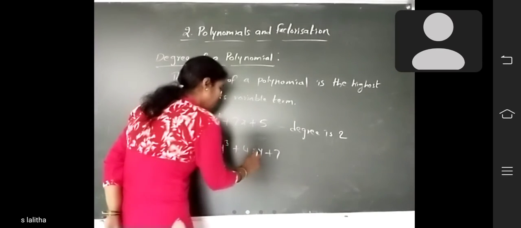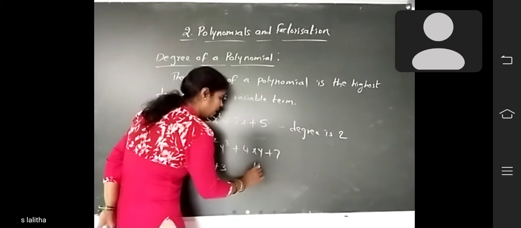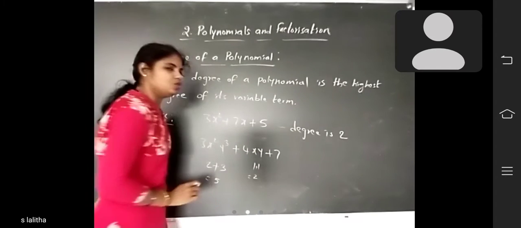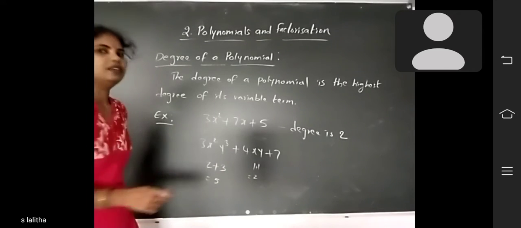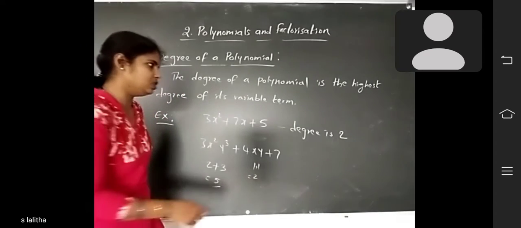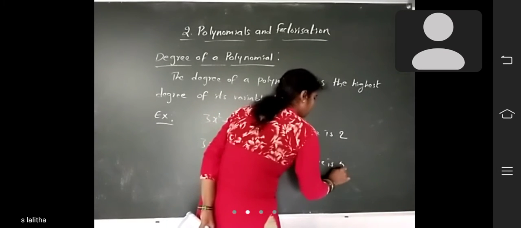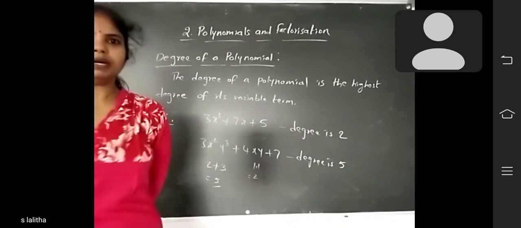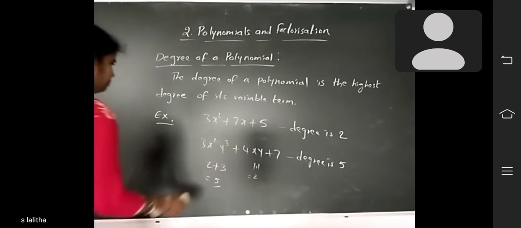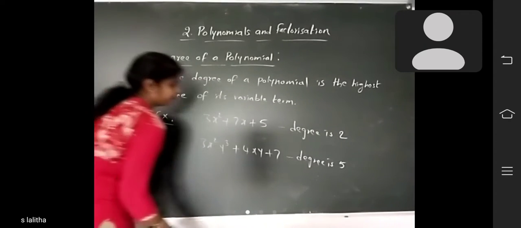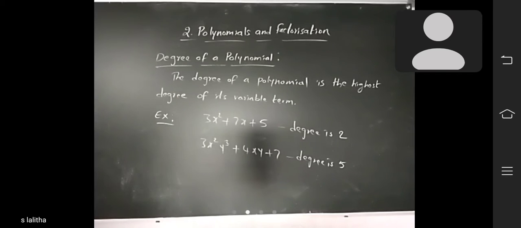And this one, 1 plus 1, how much? 2. So which one is the highest degree? Yes, 5 is the highest degree. So what is the degree here? Degree is 5. Did you understand that? Like that you can do. Come on, write.